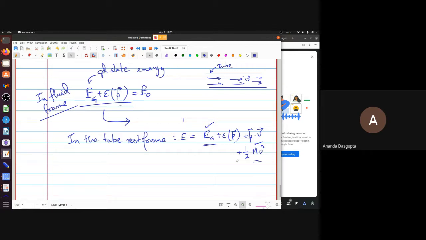So this is a brilliant part about Landau's argument. He said that in the tube's rest frame, excitation can only decrease the energy of the fluid, the overall energy of the system. And that's the only way this excitation can occur. Therefore, for the excitation to occur, you must have this.